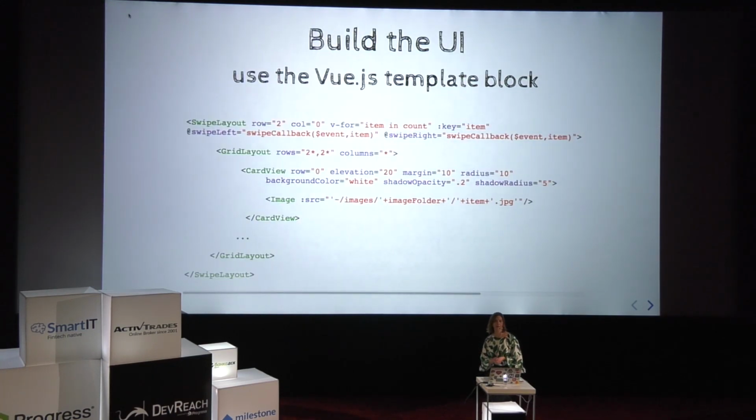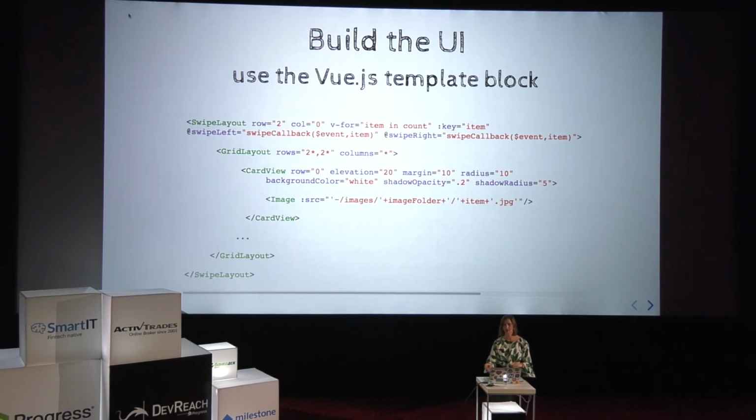And then you're going to need to build the UI. So here's where the Vue developers kind of prick up their ears, because they look at this markup and they think, this is weird. So it's using the swipe layout plugin and then some NativeScript modules like grid layout, and then in that is a card view and another NativeScript module. So it's a combination of plugins and NativeScript modules. So in a regular web Vue app, you'd have your template block in the single file component. And then it would have, you know, standard HTML markup. But we don't use that in NativeScript Vue.